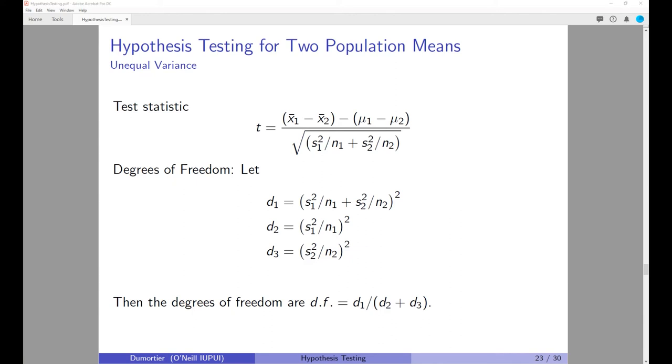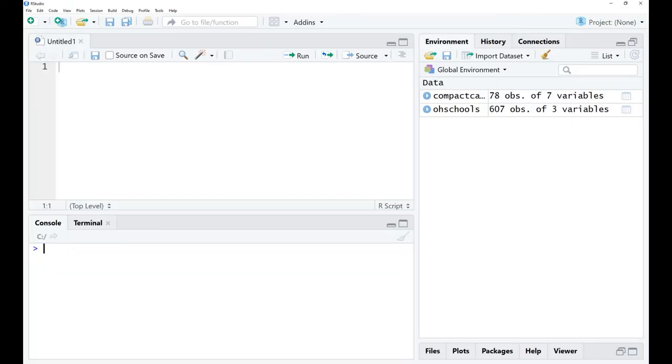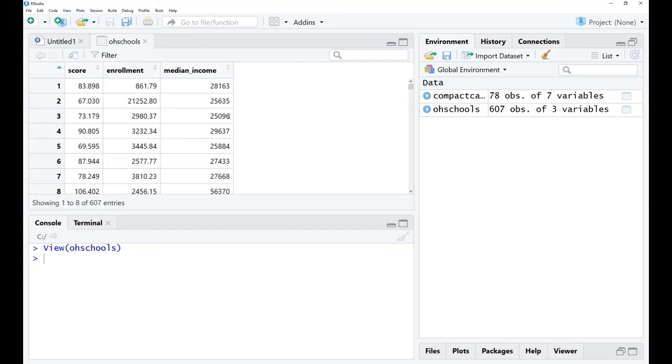Now, let us illustrate this concept using R. For this exercise, we are going to use the data that is in ohio.csv. In this data set, you have 607 Ohio school districts, and you have information about the enrollment of students, the median income in the school district, and the score of the school district.